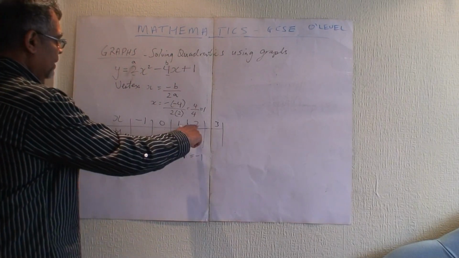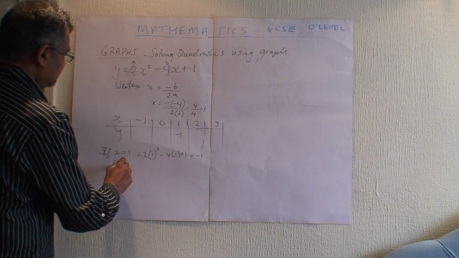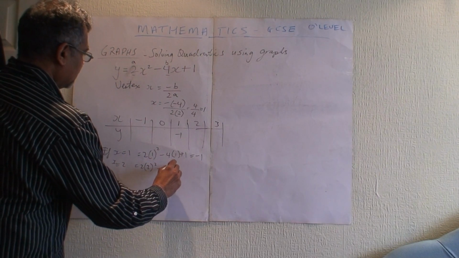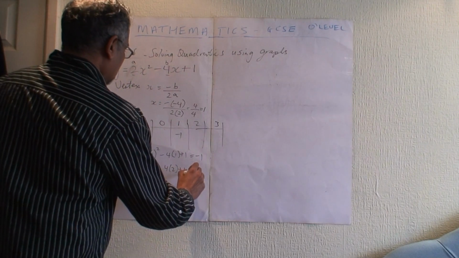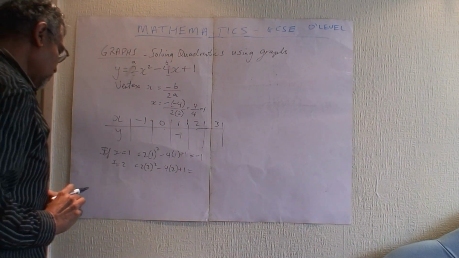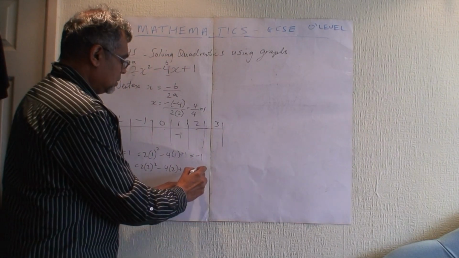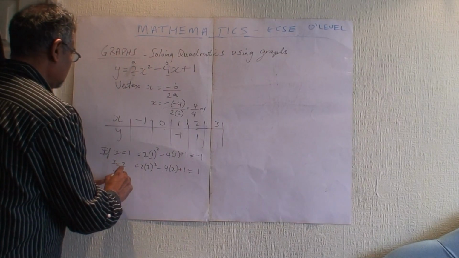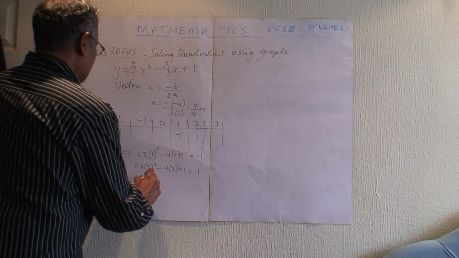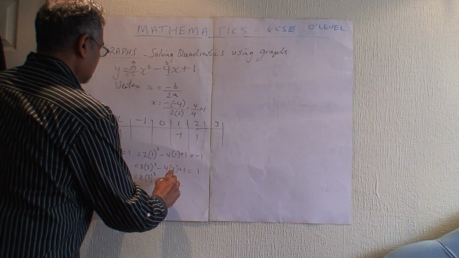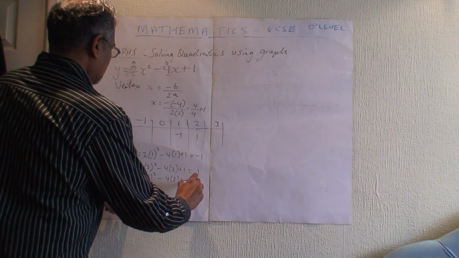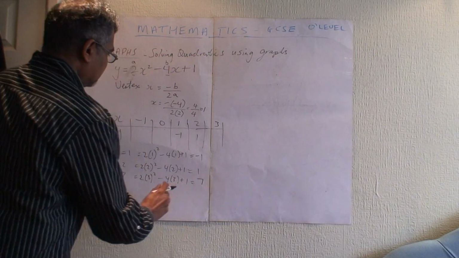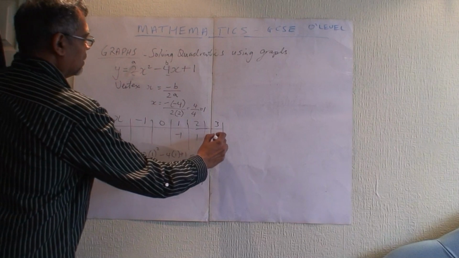Now we want to find y if x is 2. If x is 2, then we substitute that in. That's 2 times 2 squared minus 4 times 2 plus 1. Okay, and I've worked it out, it's 1. If x is 3, when you work it out, it becomes 7.